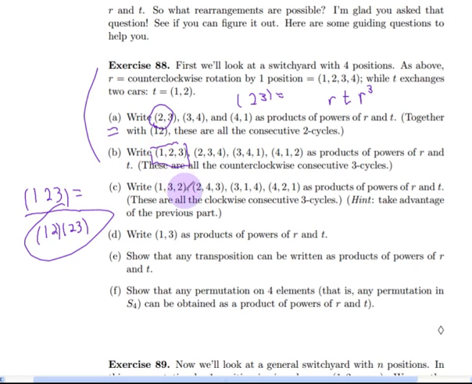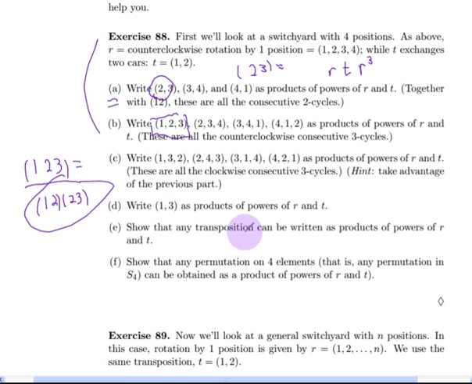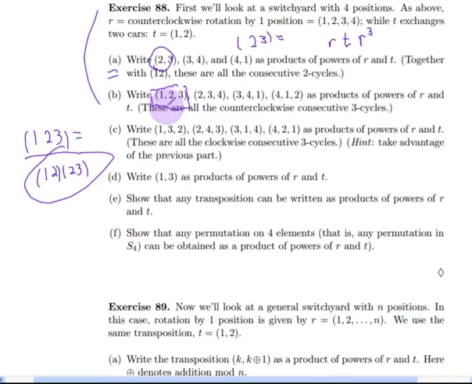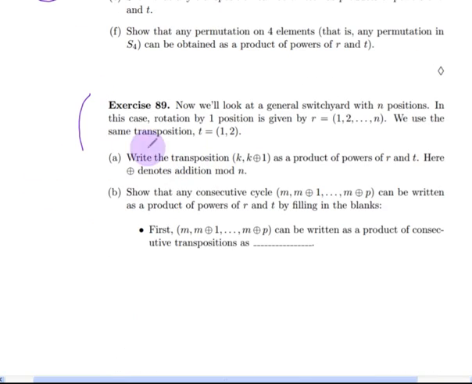So this exercise builds on itself. You're building permutations. Here you're building consecutive 2 cycles. Here you're building consecutive 3 cycles. Here you're building the inverses of those consecutive 3 cycles. Then here you're building non-consecutive 2 cycles. And once you get all the transpositions, you get any permutation. You can think about why that is. So here we did it for a switchyard with 4 positions. Now we consider the case for a switchyard with n positions.